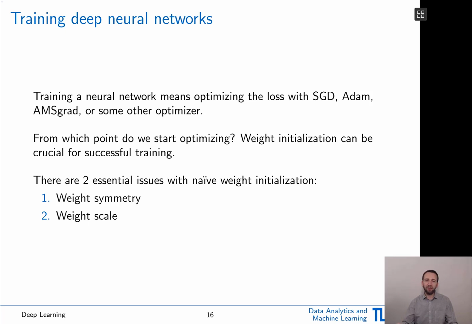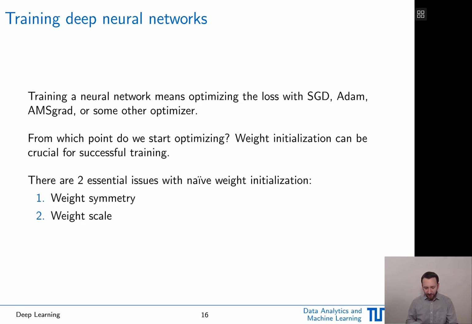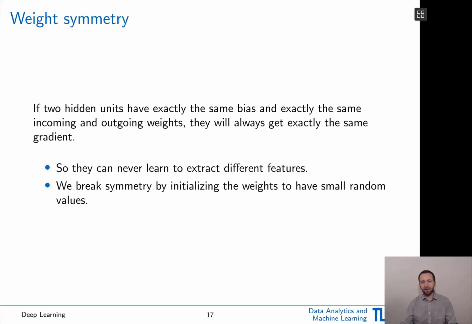Weight initialization means how we initialize the weights of this neural network such that when we start from these weights, we can achieve nice training. And indeed, there are two important points here which we should take into account. One is the weight symmetry and the other one is the weight scale. Let's quickly talk about the weight symmetry. I guess that's very clear to see. Let's assume we have two hidden units, so two neurons in our neural network, which have exactly the same bias and exactly the same incoming and outgoing weights.